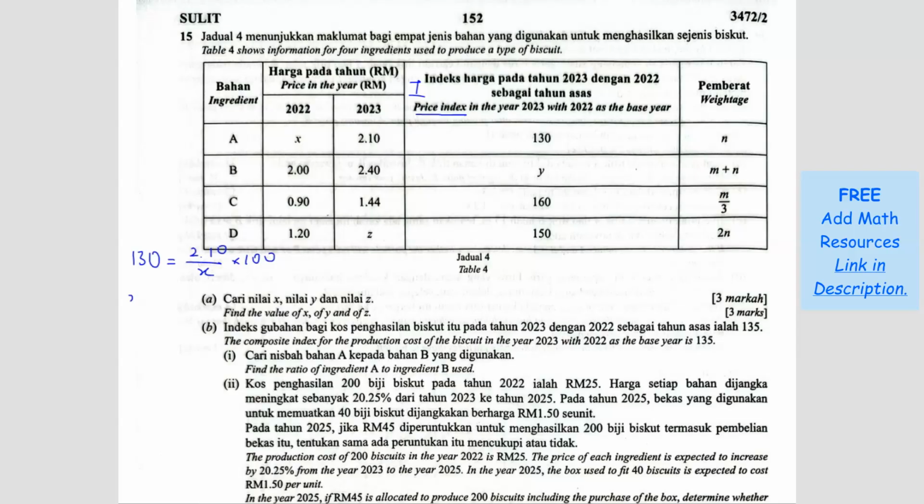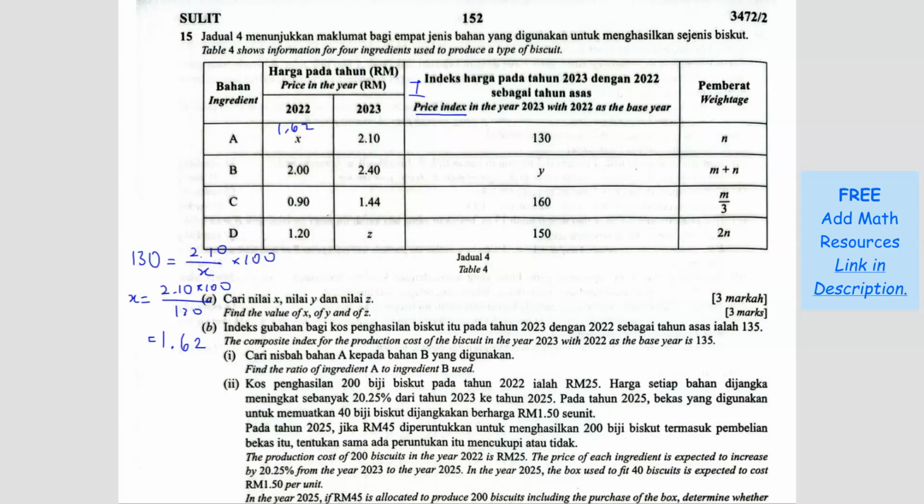So how to find x? x equals 2.1 times 100 divided by 130. You should get 1.615, but I'll put 1.62. Let me just check for a bit. Yeah, 1.615. I'm just going to put 1.62.